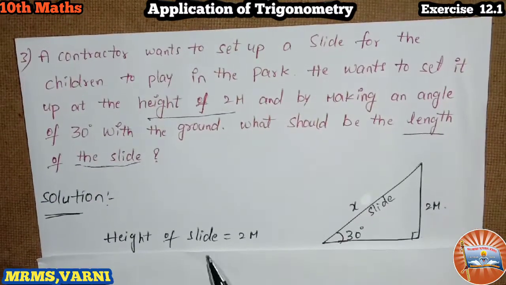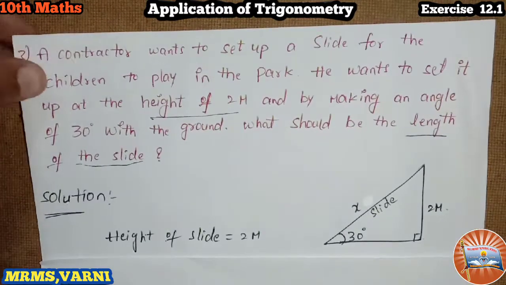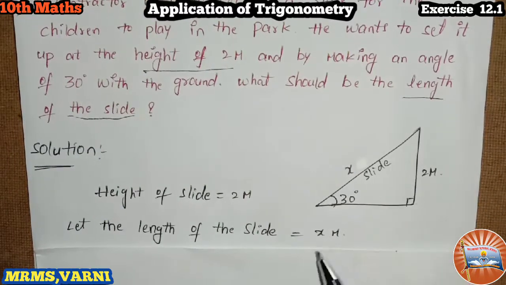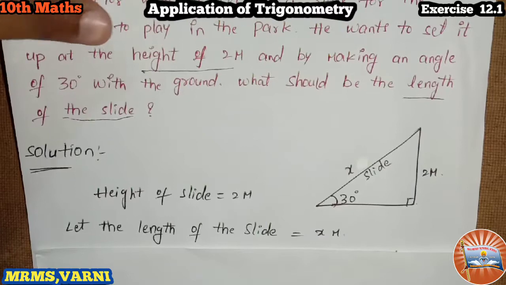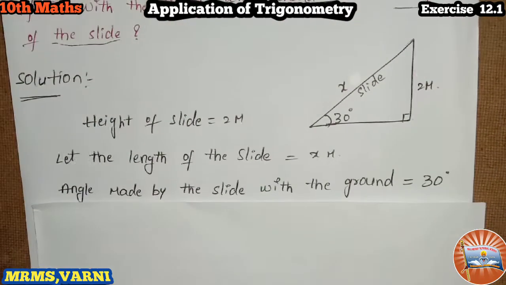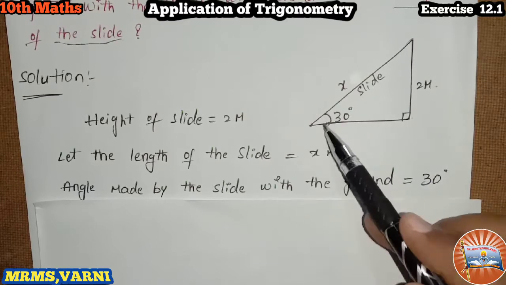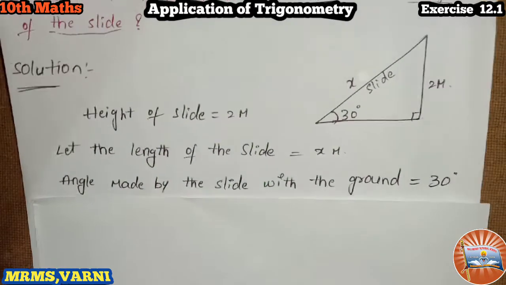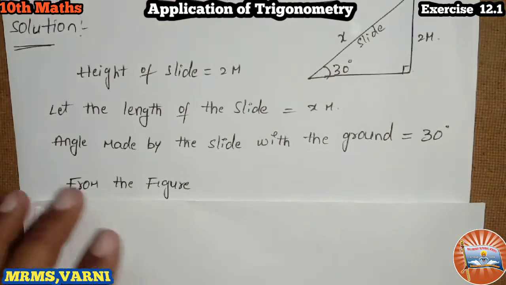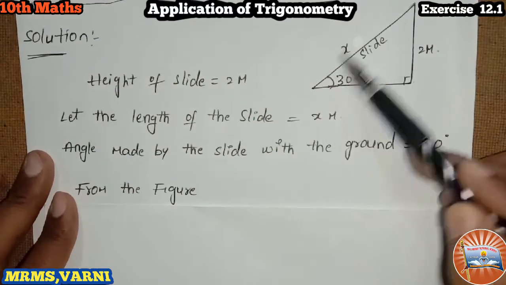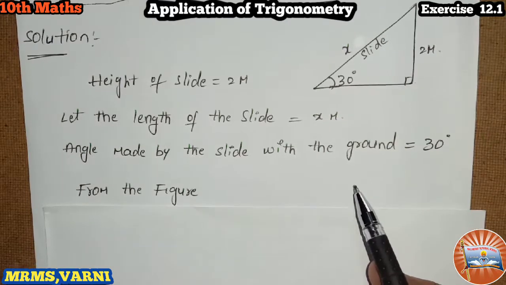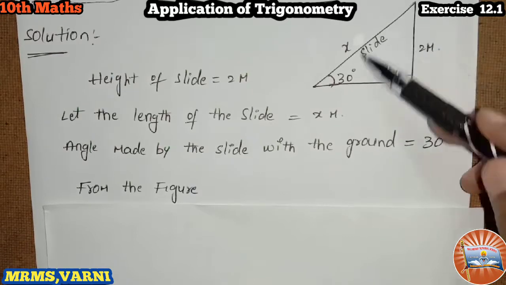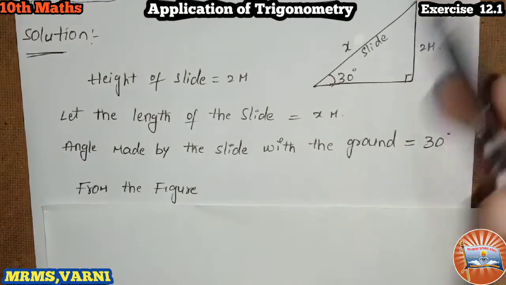Given the height of the slide is 2 meters. Consider the length of the slide is x meters. The angle made by the slide with the ground is given as 30 degrees. These are things already given in the question. From the figure, what we need to find is the slide length. To find that, we need to use a trigonometric ratio. Here we have one side length in the right angle triangle, that is the opposite side to the angle 30 degrees.